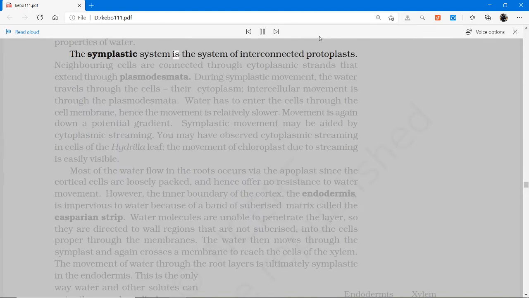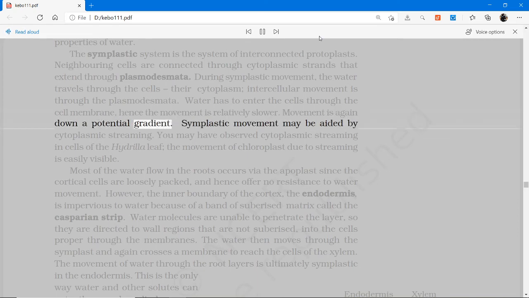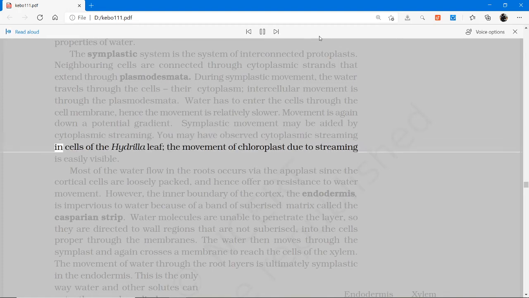The symplastic system is the system of interconnected protoplasts. Neighboring cells are connected through cytoplasmic strands that extend through plasmodesmata. During symplastic movement, the water travels through the cells, their cytoplasm. Intercellular movement is through the plasmodesmata. Water has to enter the cells through the cell membrane, hence the movement is relatively slower. Movement is again down a potential gradient. Symplastic movement may be aided by cytoplasmic streaming. You may have observed cytoplasmic streaming in cells of the Hydrilla leaf. The movement of chloroplast due to streaming is easily visible.